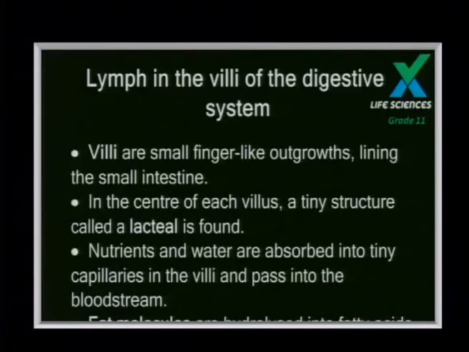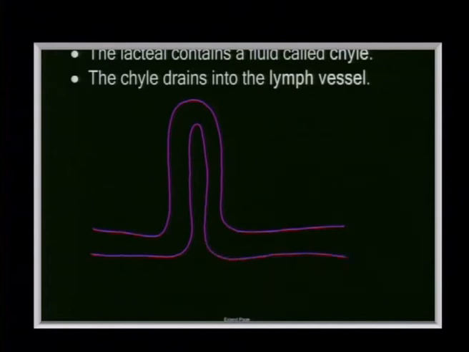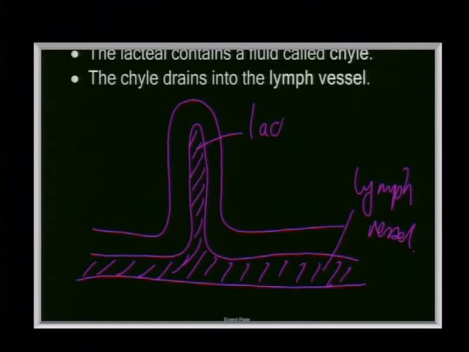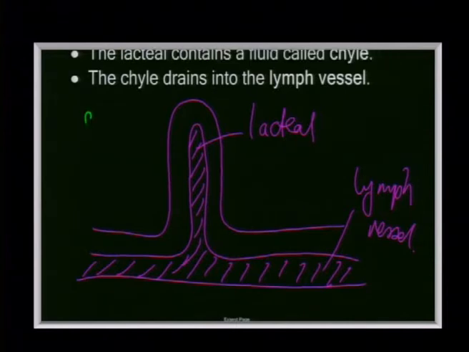All right, now, lymph in the villi of the digestive system. Now, I don't know if you remember the villi. You've got this little structure that does this. You have your endothelium, but what I want to do is the main part here. This is your lymph vessel. And this little part that sticks up in the villus, this is called the lacteal. Okay, and what happens is your fats split up into fatty acids and glycerol.